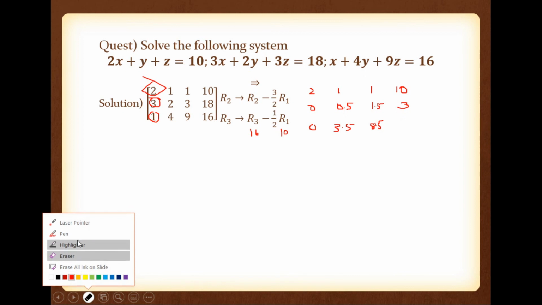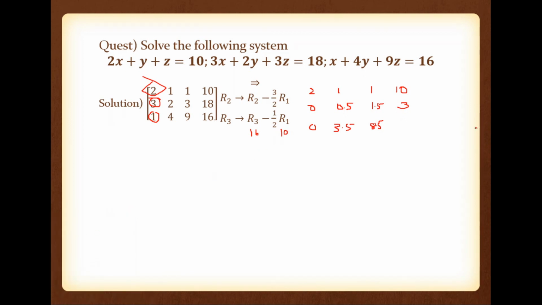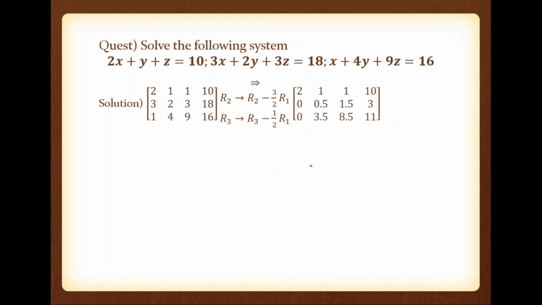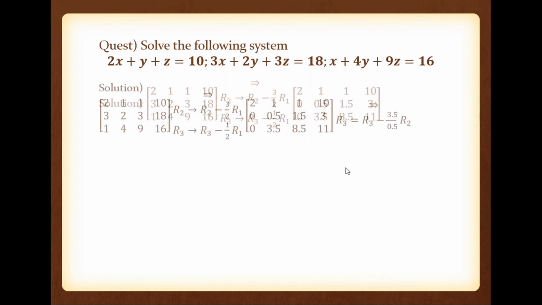Right? 16 minus 1 by 2 into 10, that is 11. So this one is the modified augmented matrix after the first elimination: 2, 1, 1, 10; 0, 0.5, 1.5, 3; 0, 3.5, 8.5, 11. Now we are going to start the second elimination.